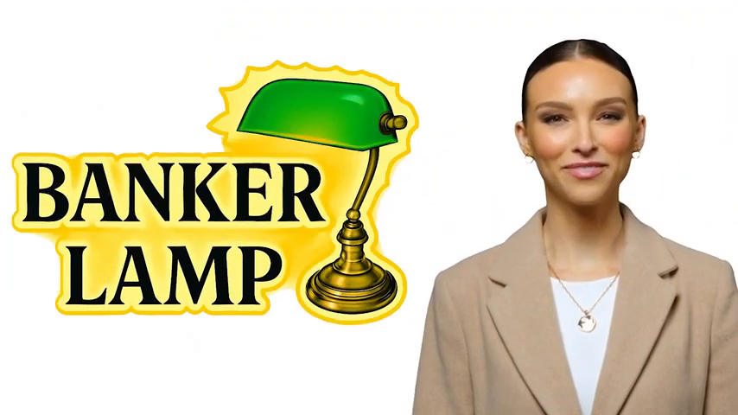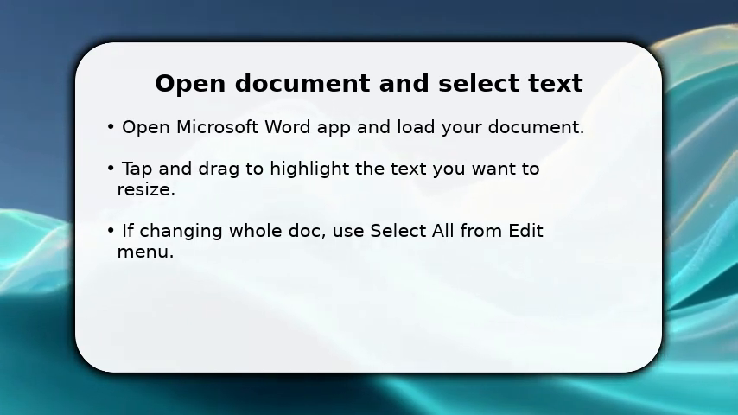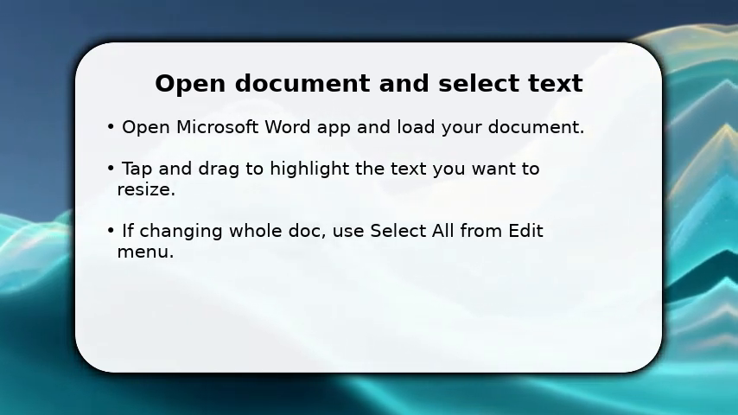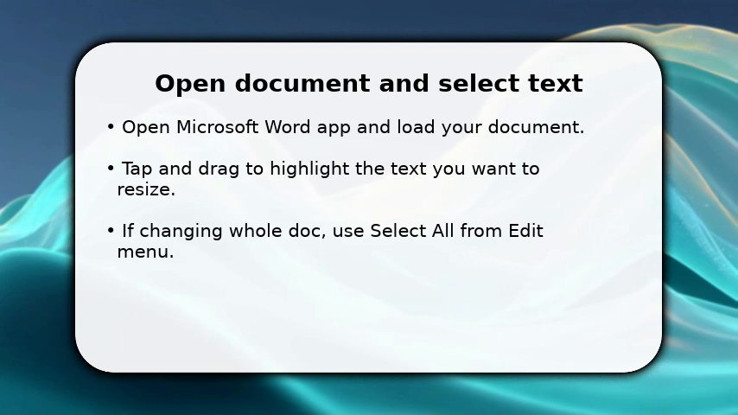Please enjoy the video. You're starting inside the Word app. Open the file and immediately select the text you want to change. Use tap and drag or double tap to pick a word, then drag handles to expand the selection.